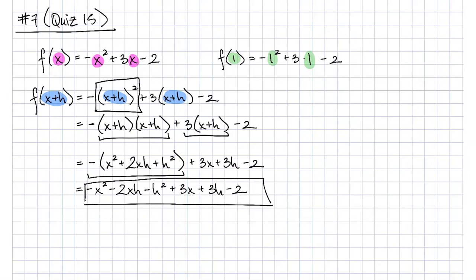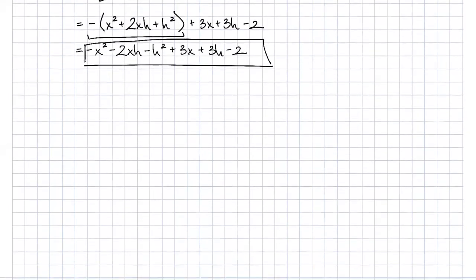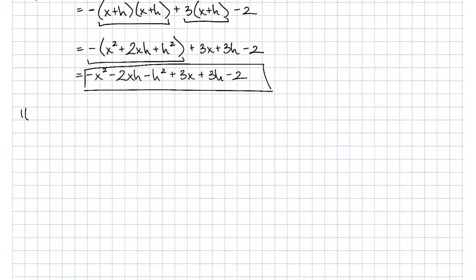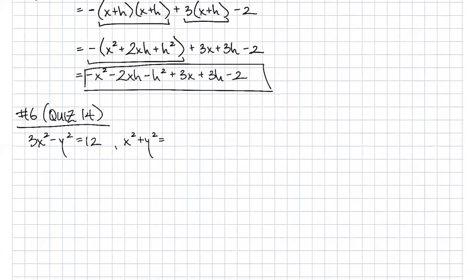But let's not do the geometry part, the graphic part. Let's just solve it algebraically. All right. Number 6 from quiz 14. Okay, so for number 6 in quiz 14, we had 3x squared minus y squared equals 12. And then we had x squared plus y squared equals 16.